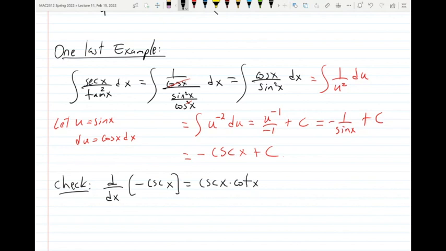And let's make sure that this is the same thing as secant times tangent squared. Let's see, can we do something? Let me turn it into sine and cosine. That's 1 over sine times cosine over sine. So that's cosine over sine squared.